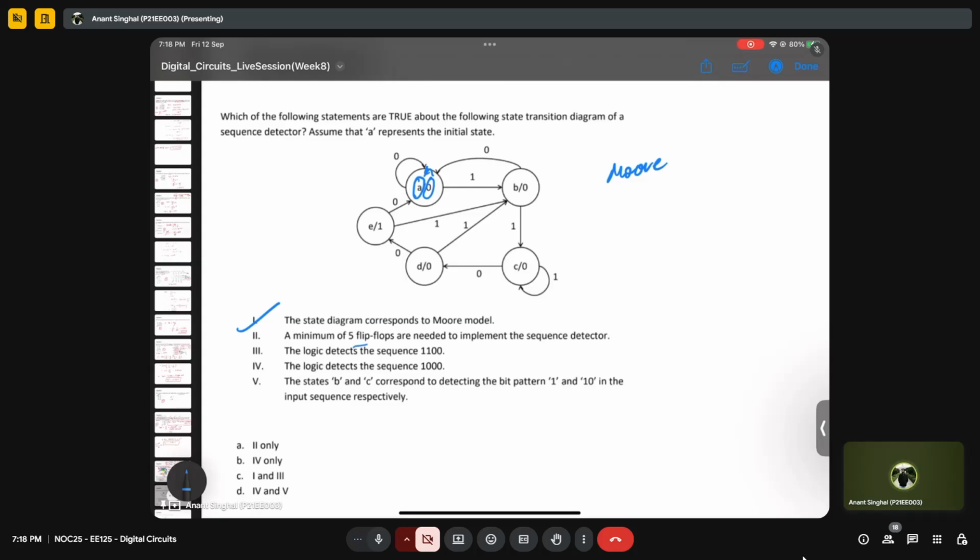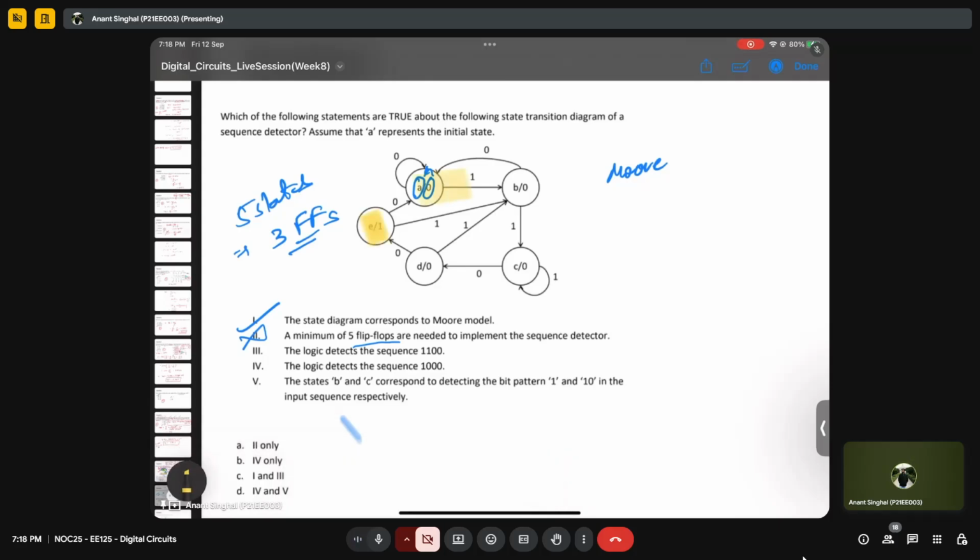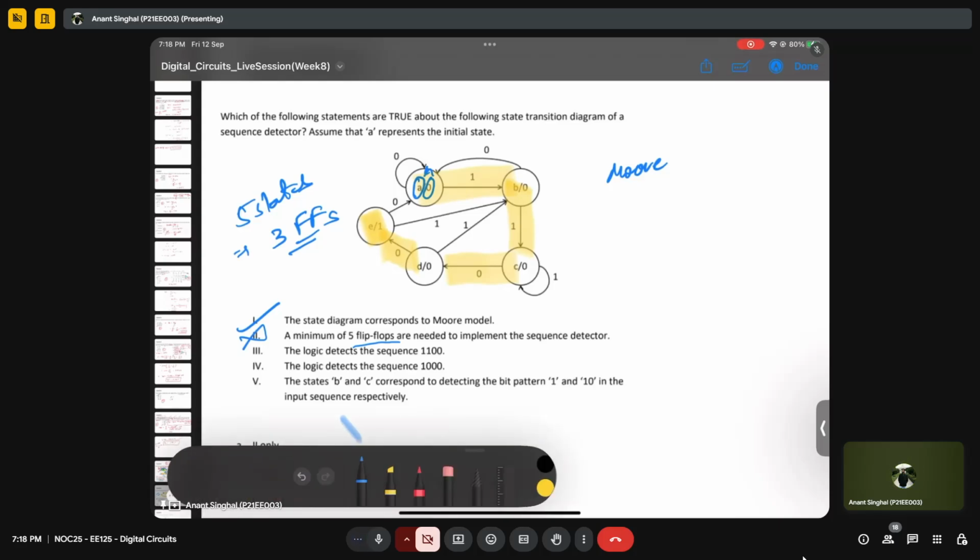It says a minimum of 5 flip-flops are needed. So we have 5 states, that means we require only 3 flip-flops. So this is wrong. Then it says the logic detects the sequence 1100. So we'll do it again. We'll go from A to E, and this is the one. So 1, then we have 1, then we have 0, then we have 0. So the logic detected is nothing but 1100.